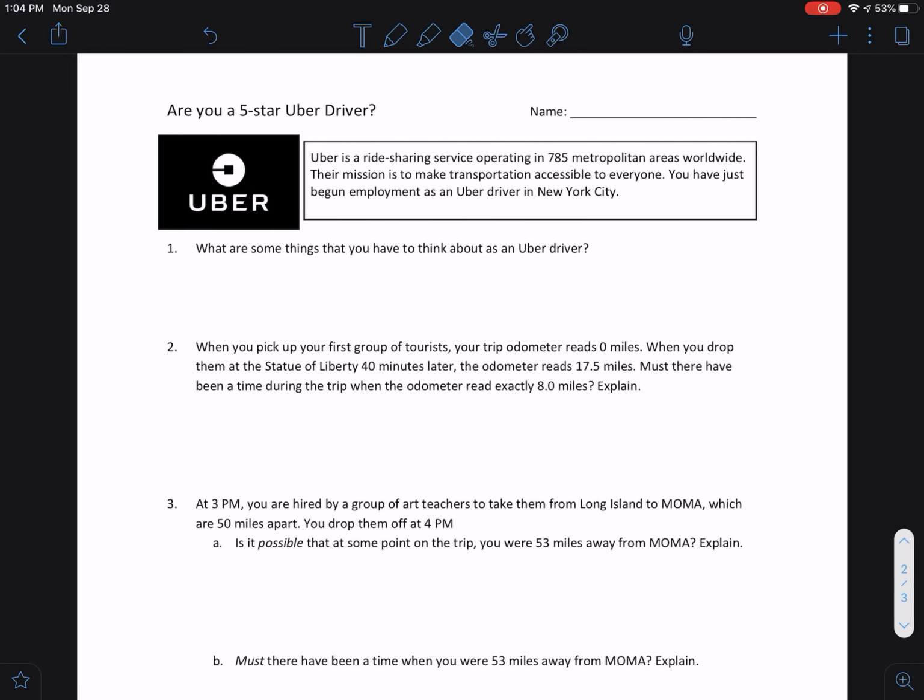All right, guys, so today we're going to talk about the intermediate value theorem. We're going to use a very real-world example first to explain this concept to us, and then we're going to take this example that we're using with Uber, and we're going to apply it to a more calculus kind of a function in a minute.